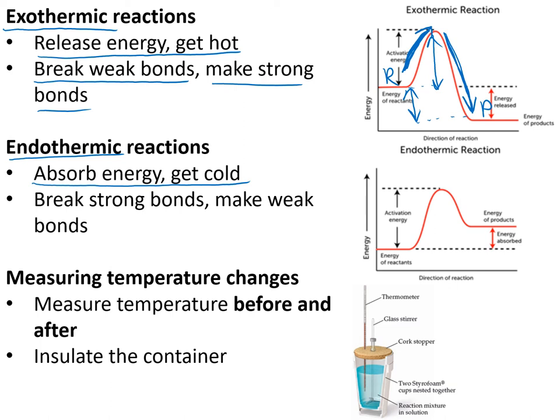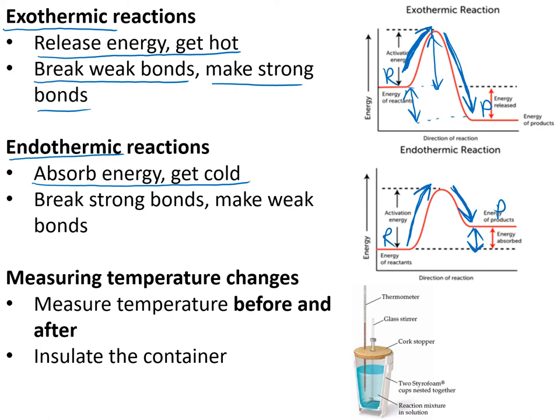On the endothermic one, the opposite thing happens. So again, we have our reactants and we have our products. Now, a lot of energy is absorbed to break strong bonds, and only a small amount of energy is released when you make some new weak bonds. So more energy is required than is released. So the overall energy actually increases. So this thing has to absorb energy to make that happen, which is why an endothermic reaction gets colder.